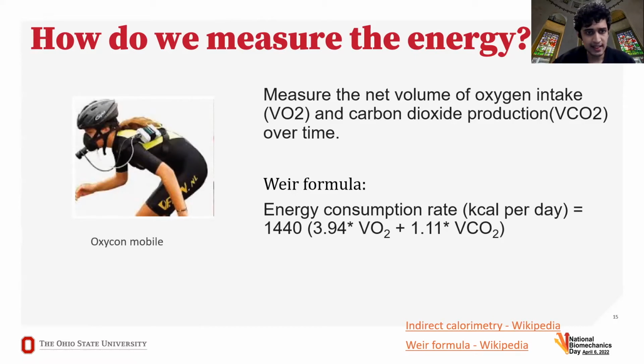So what this instrument does is it measures the net volume of oxygen intake and carbon dioxide production over a period of time by measuring your breath. So once we know the volume of oxygen intake and the volume of carbon dioxide production, then we have a formula called the Weir formula, where we can directly plug in those quantities and get the energy consumption rate.